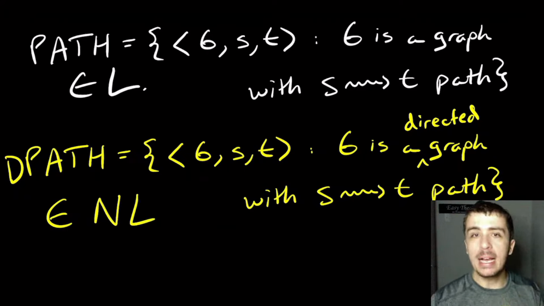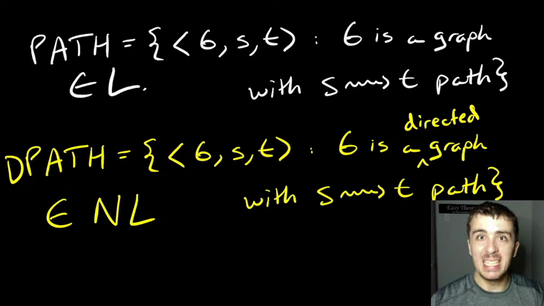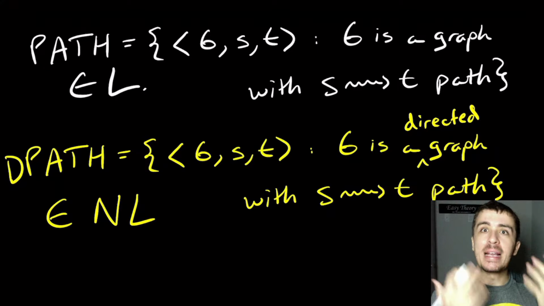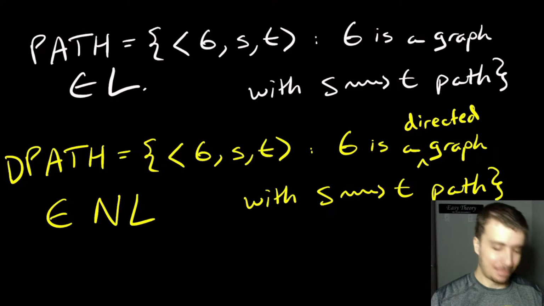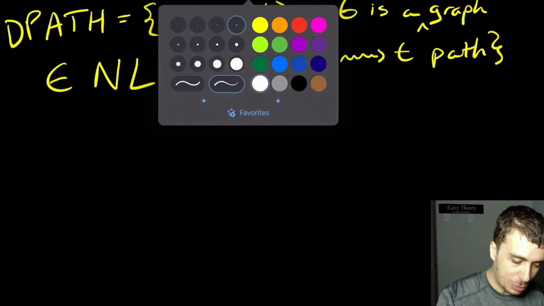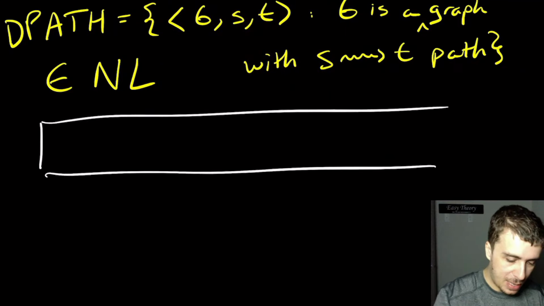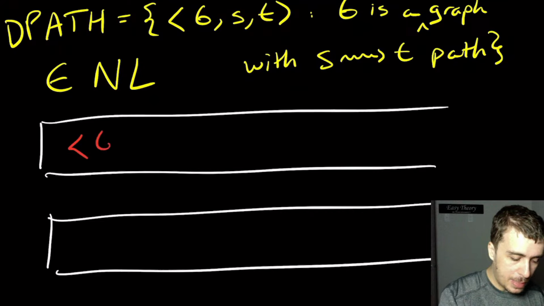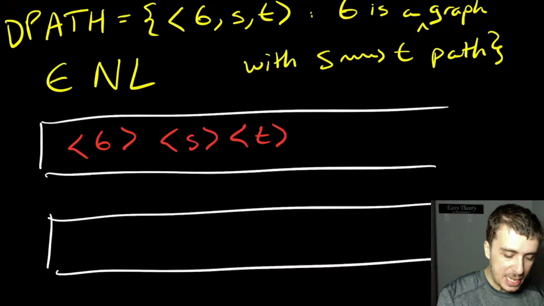So how do we actually show that it's in non-deterministic log space? All that we do is we make a set of non-deterministic choices. So let's outline how this works. We have the input right here and the work tape right here. The input is going to be the graph G, and then S, and then T.